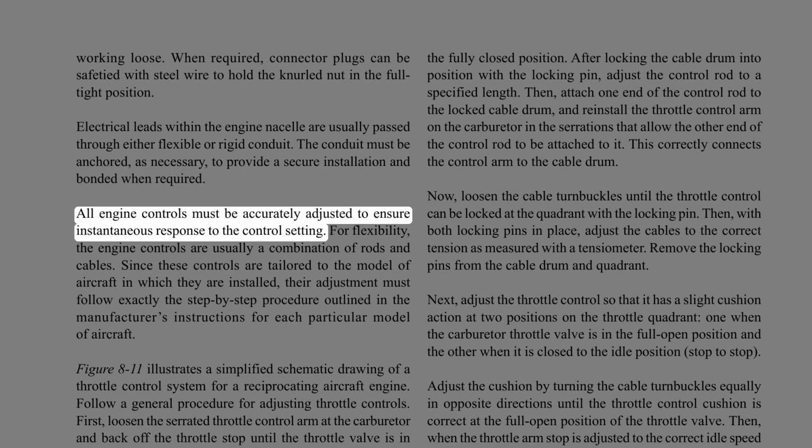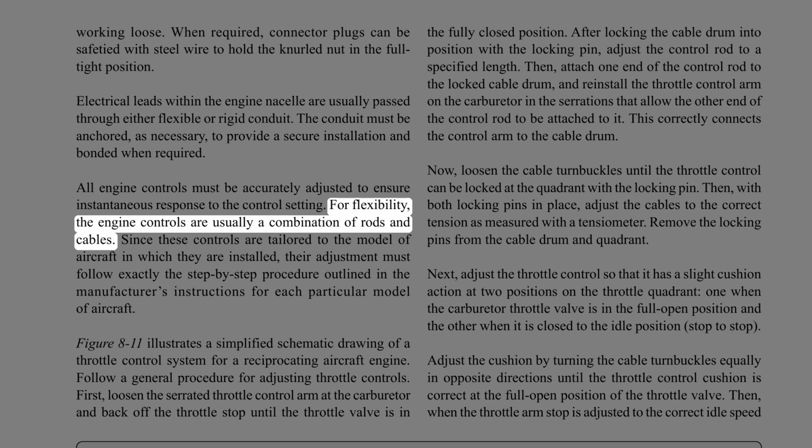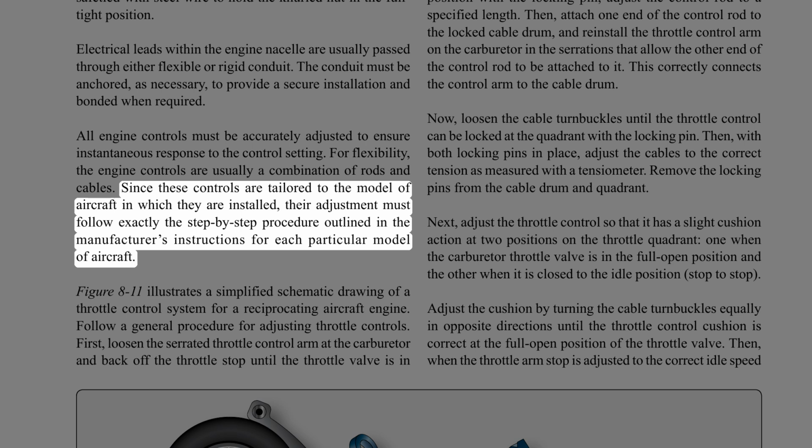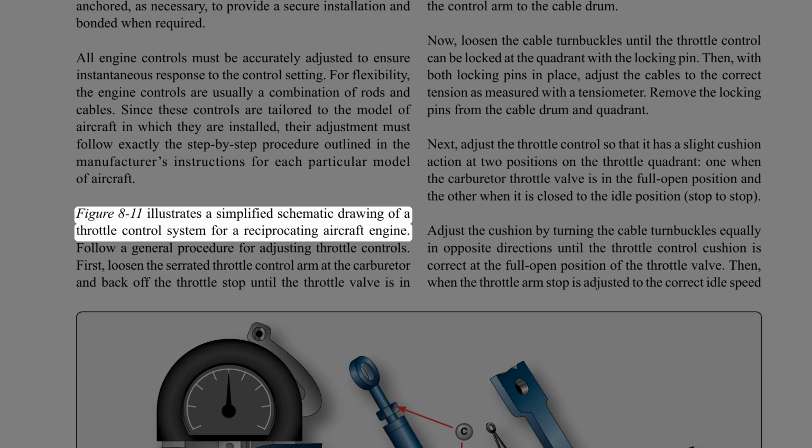All engine controls must be accurately adjusted to ensure instantaneous response to the control setting. For flexibility, the engine controls are usually a combination of rods and cables. Since these controls are tailored to the model of aircraft in which they are installed, their adjustment must follow exactly the step-by-step procedure outlined in the manufacturer's instructions for each particular model of aircraft. Figure 8-11 illustrates a simplified schematic drawing of a throttle control system for a reciprocating aircraft engine.